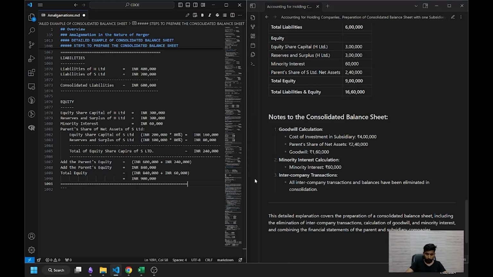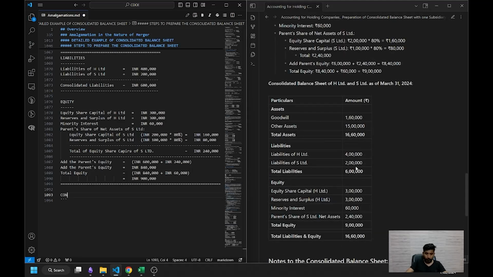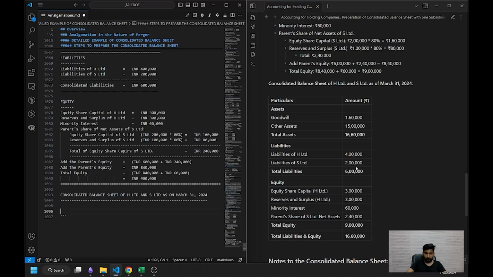So in the next line, let us go and make the consolidated balance sheet of H Limited and S Limited as on March 31, 2023. Okay. So particulars and amount.